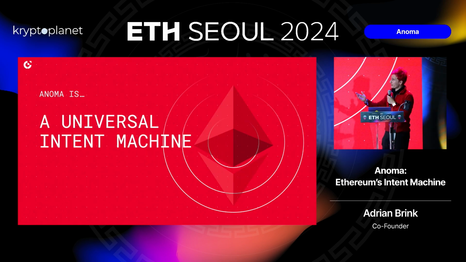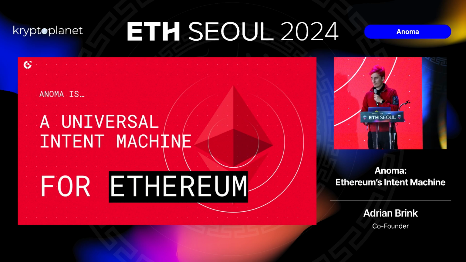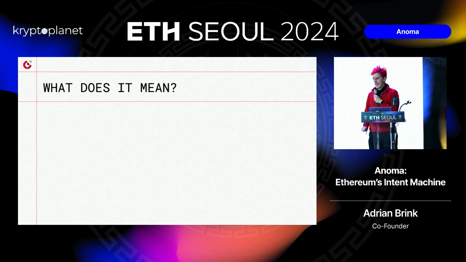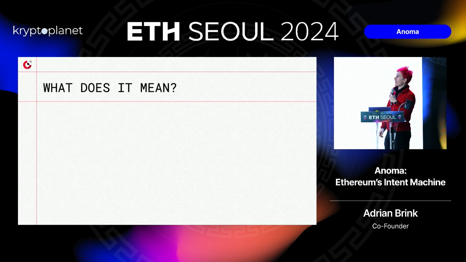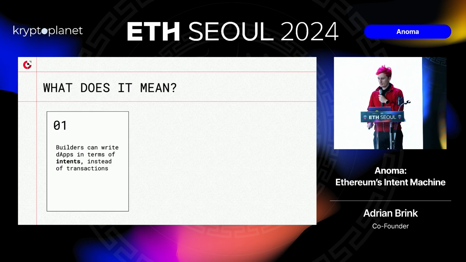So, yes, Anoma is a universal intent machine for Ethereum. And what does this actually mean in practice? Builders can write dapps in terms of intents instead of transactions. And really, this is the first sort of generalized intents, where instead of writing a specific transaction that has to be included on chain to then get executed, users can write generalized intents that can do whatever those users actually want them to do, right?